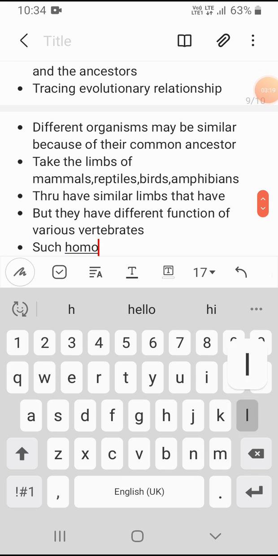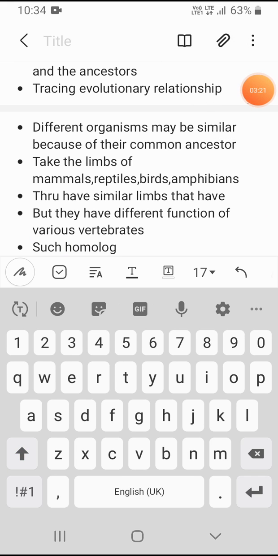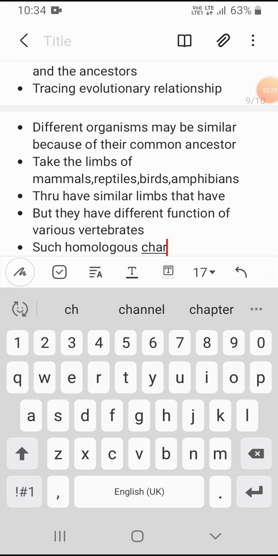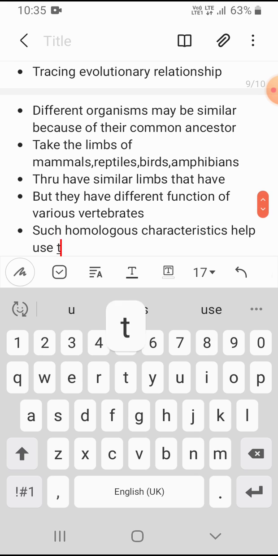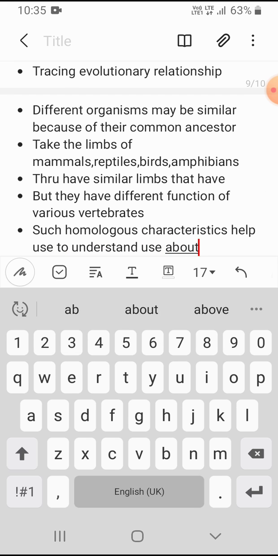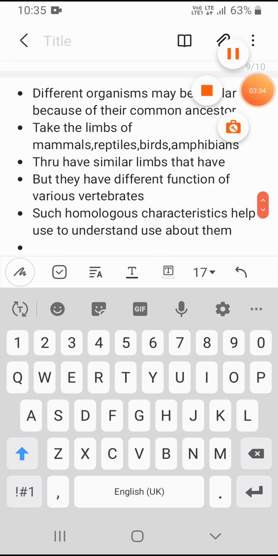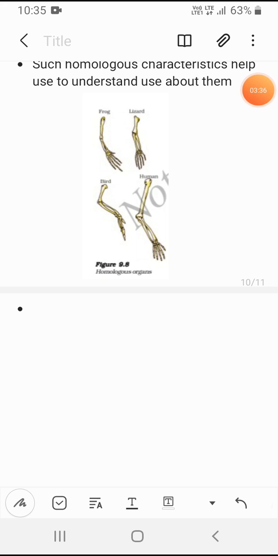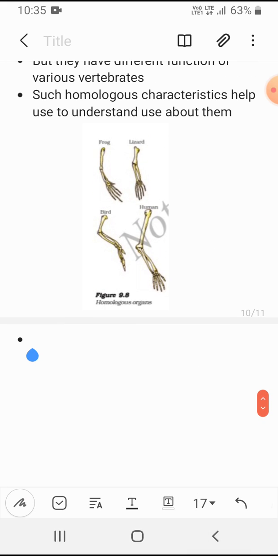Homologous characters, that is, their characteristics help us to understand them. You can see the limbs of the frog, lizard, bird, and human beings. Homologous organs means they have similar characteristics, so we can call them homologous organs or homologous characteristics.